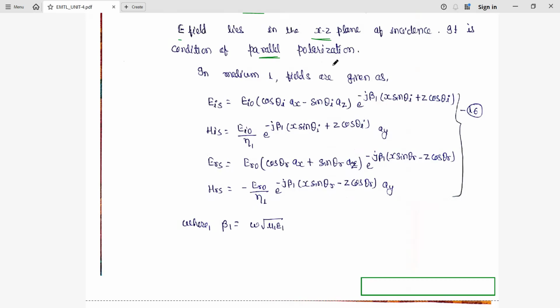So now we'll have the expression for the electric field and magnetic field. We know that in medium 1, we have an incident wave and a reflected wave. So the expression for the electric field component here is E_I0 (cos theta_I a_x minus sin theta_I a_z) e to the power minus j beta_1 (x sin theta_I plus z cos theta_I).